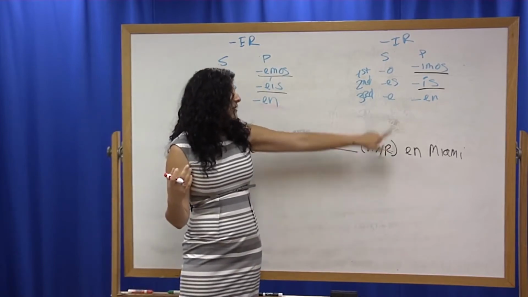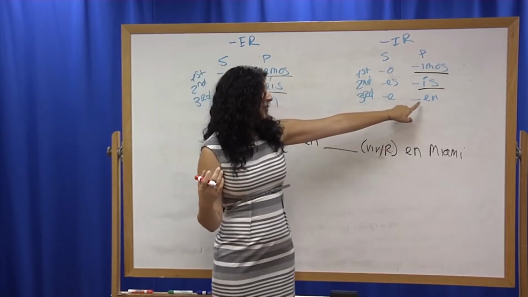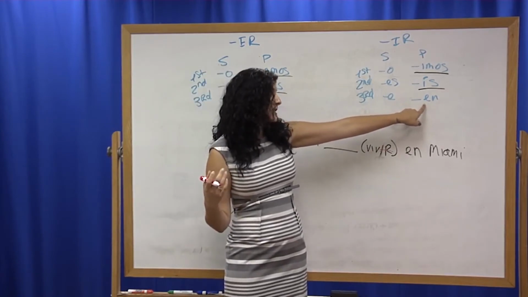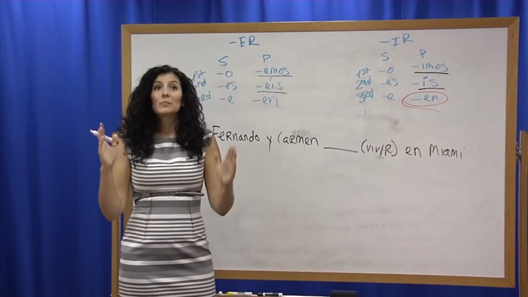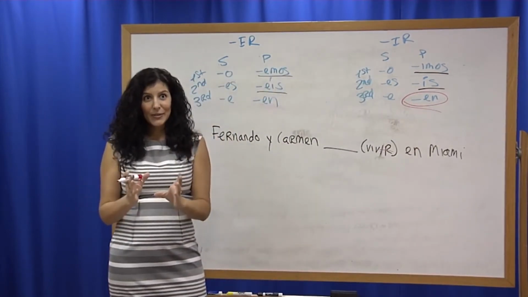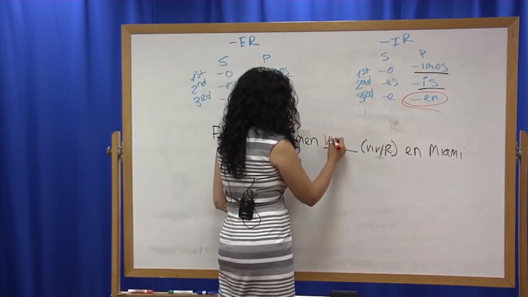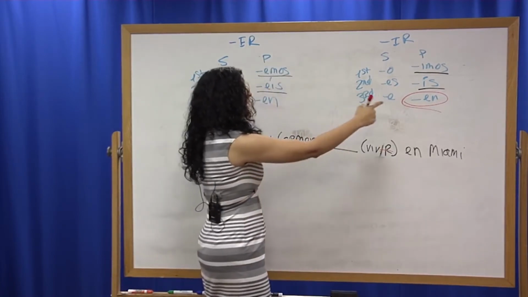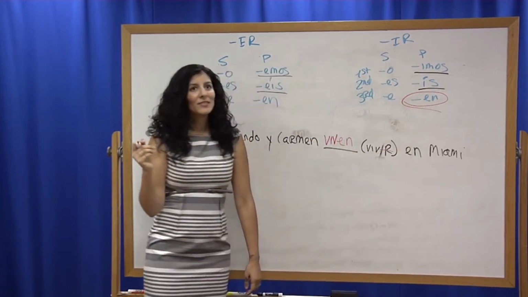Here we have IR, so we would take from the IR endings and we would look into third person plural. So we know that we have to use EN. So now we would just put those elements together. It's really that simple. So we would write down our regular root, just like that, and then we would take our third person plural ending and just write it just like that.